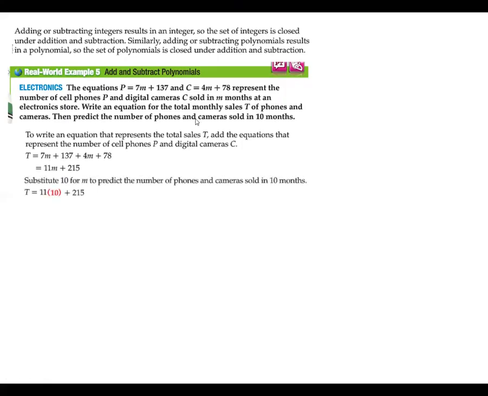Then to predict the number of phones and cameras sold in 10 months, you just substitute 10 in for months. So 11 times m, or 11 times 10 plus 215, gives you 110 plus 215, or 325. So what that number means is that 325 cell phones and digital cameras will be sold in 10 months.